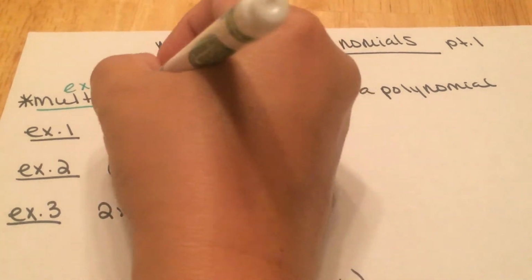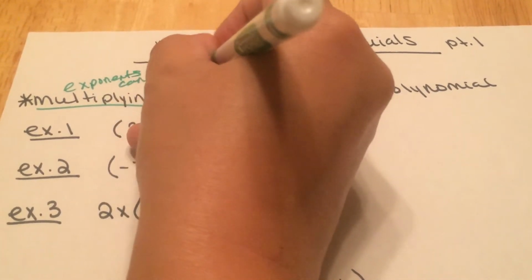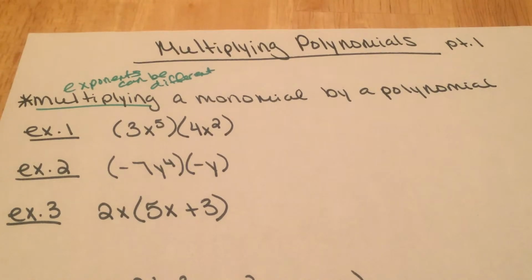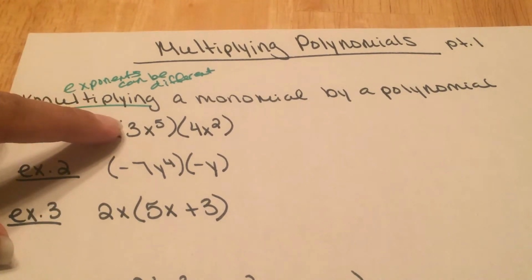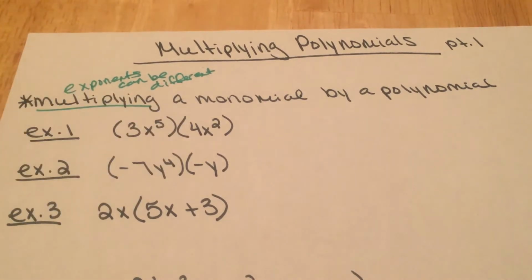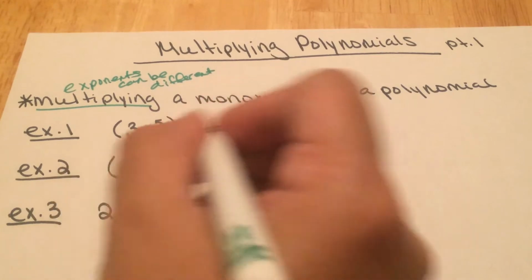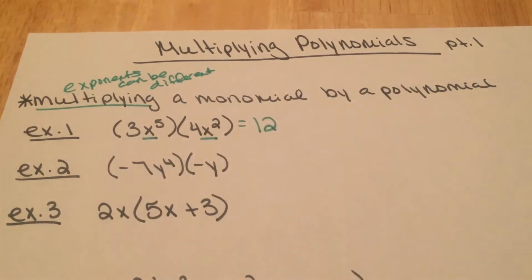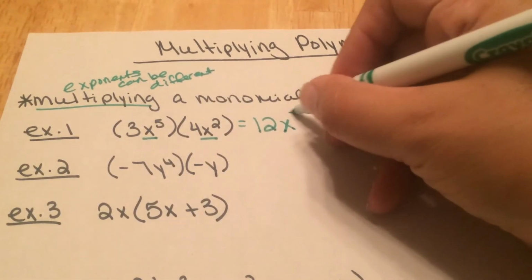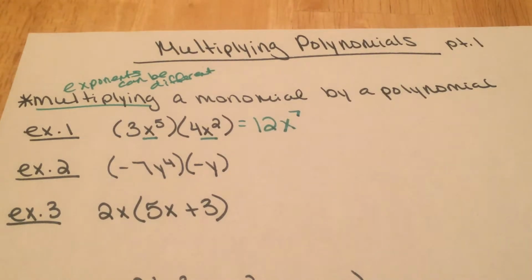And let me write that. Okay, so now that we know our exponents can be different and we remember our law of exponents from our law of exponents video, we're just going to go ahead and multiply. So 3 times 4 is going to be 12. And when we multiply exponents, x to the 5th times x to the 2nd, we remember we have to add them. So we actually get 12x to the 7th.